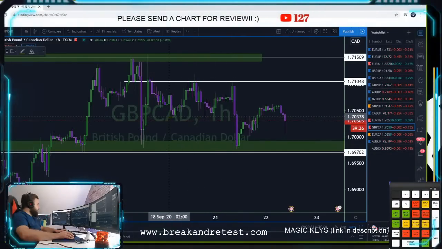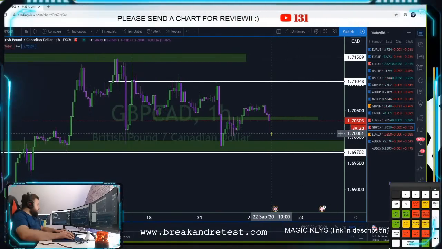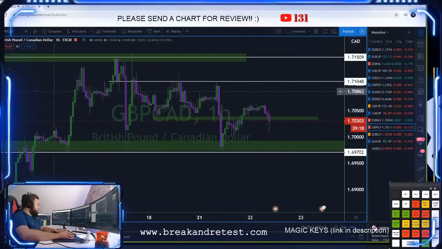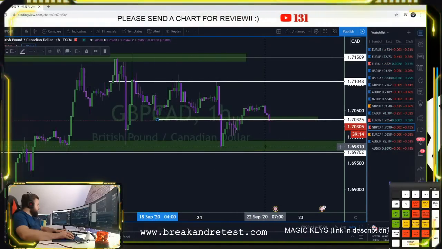GCAD. Okay, let's take a look at GCAD. GCAD is currently at support. It did a pretty good move but got rejected all the way up. So we're going to have to see how it's going to close.